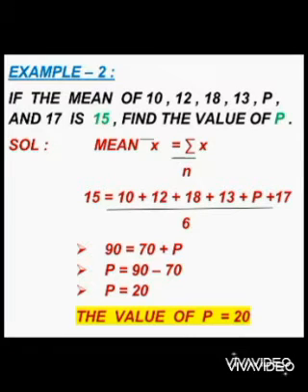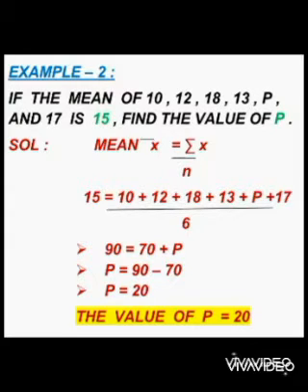Let us see the next example, children. If the mean of 10, 12, 18, 13, P and 17 is 15, find the value of P. This is very important, children. You will be getting this for 2 marks. This model of sums you will get for 2 marks. Here, what they have given in the question, children, is the mean value: x bar is equal to 15.